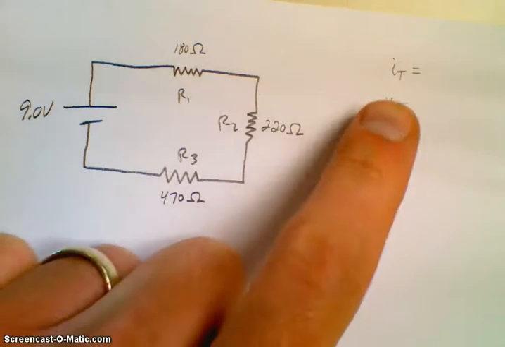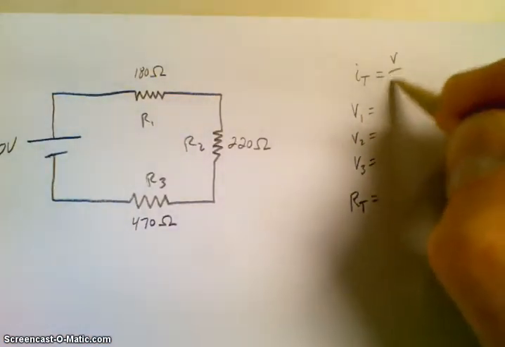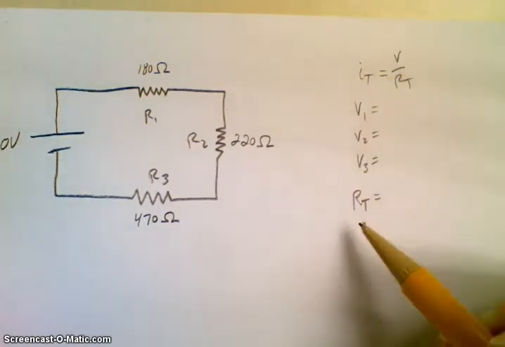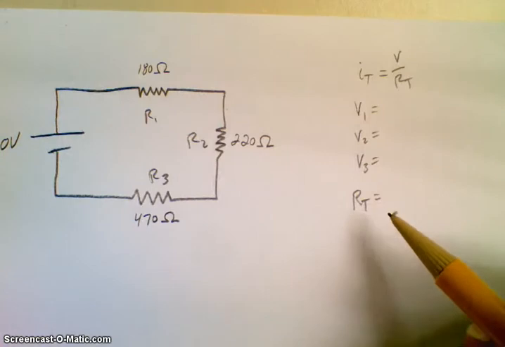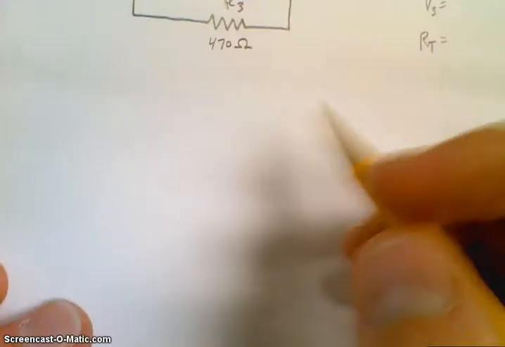Well, to find current, what do you need? What 2 values? You need voltage and resistance. Do we know the total resistance? No. So we can't solve for total current yet, so we should probably start with the total resistance. Okay? So, I'm going to start that over here.